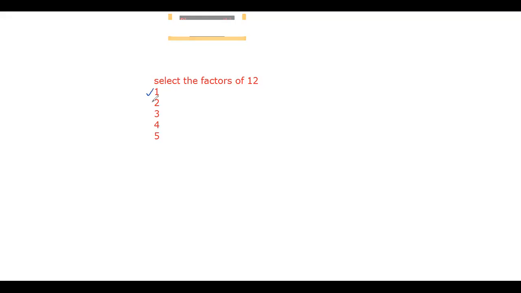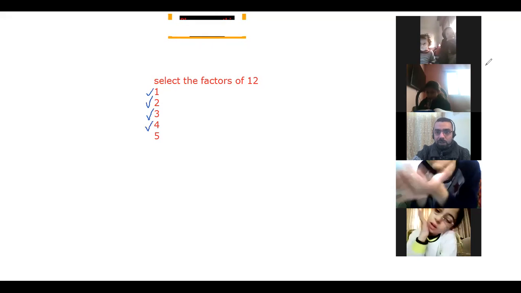Now, 2 is a factor of 12. Why? Because 2 times 6 equals 12. So yeah, it's a factor. Now, 3 is also a factor, because 3 times 4 equals 12. Now 4 is also a factor because 4 times 3 equals 12. But 5 is not a factor, so I won't click anything on it. I won't choose it, okay?